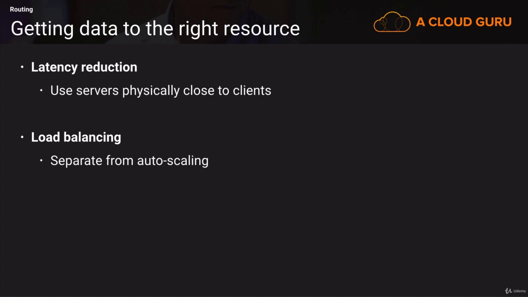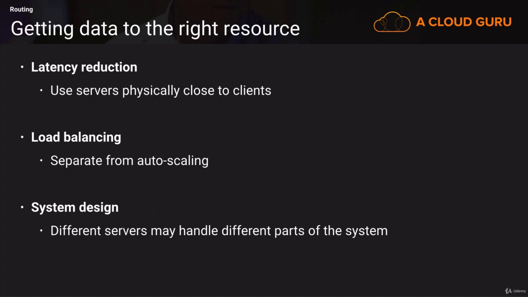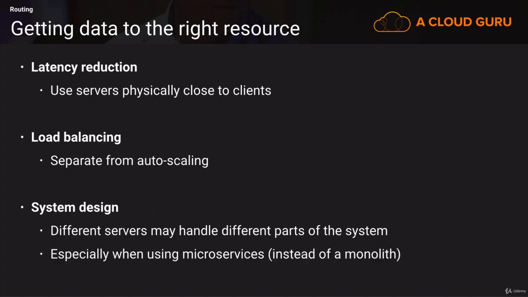Now, one other circumstance where we might need to direct traffic differently is for system design. In particular, you might have different servers in your system handling different parts of that system. And this is especially true when your service is composed of microservices rather than all jammed together in a monolith. So if you imagine something like an online store, you might have some systems that handle the item catalog, maybe other systems that know about the current inventory levels, and yet different systems that handle user data, like past orders that they've placed, or maybe even what's in their cart right now.